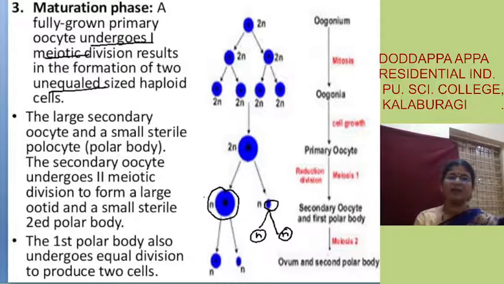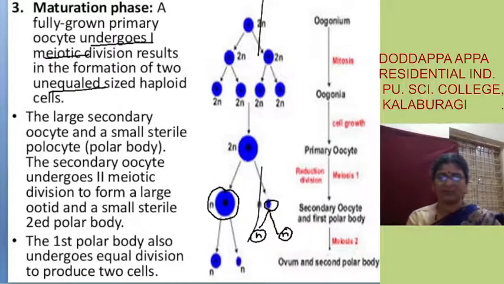Fine. And this primary oocyte again will undergo meiosis 2, and it will form one bigger cell and one smaller cell. So this bigger cell is the ovum. Fine. And it is the second polar body. It is the first polar body and it is the second polar body. This you have to remember.